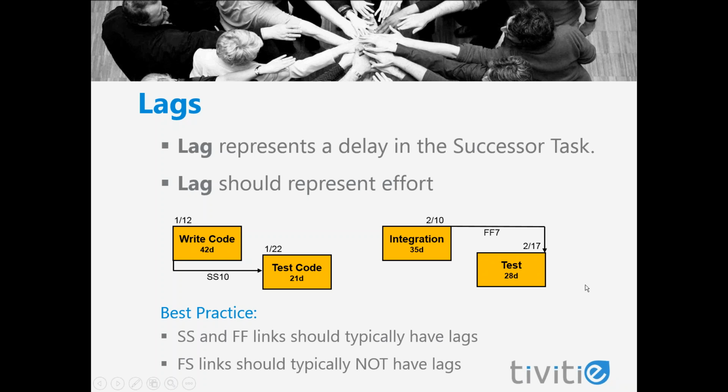In a finish-to-finish link, the lag represents the portion of the successor that cannot finish until the entire predecessor is complete. This is used to model that all the work in the predecessor must be finished before the last portion of the successor can complete. And in my example on the screen, we have the integration and test tasks, and what we've modeled here is that the last 7 days of testing cannot take place until our units are fully integrated. So that's what my finish-to-finish with the lag of 7 is representing.